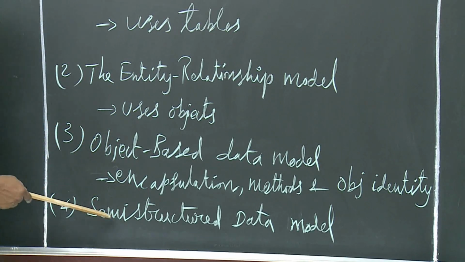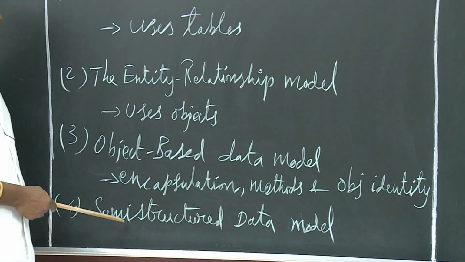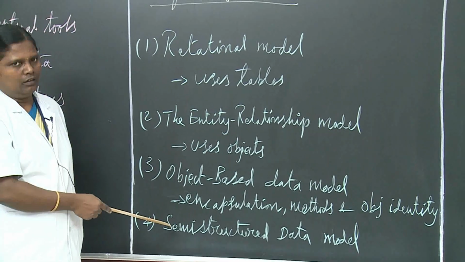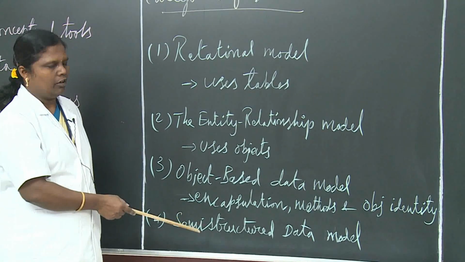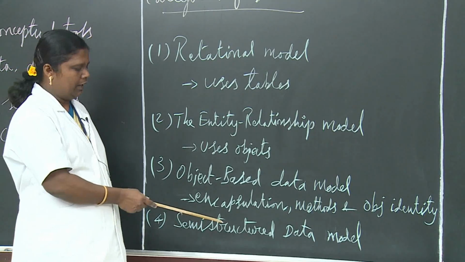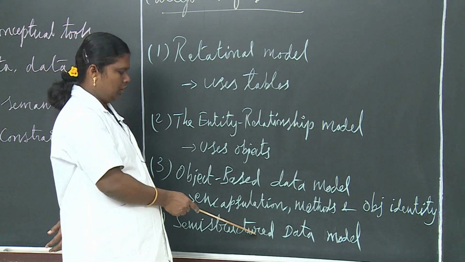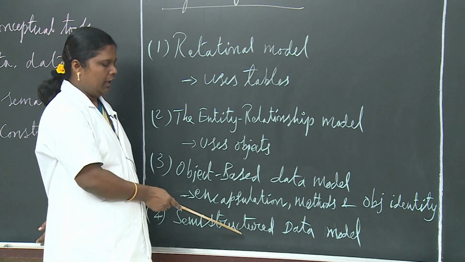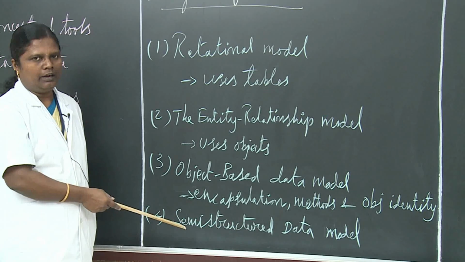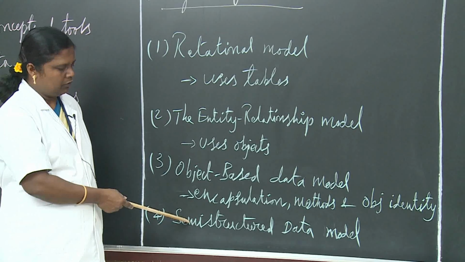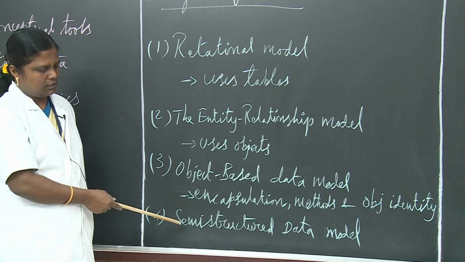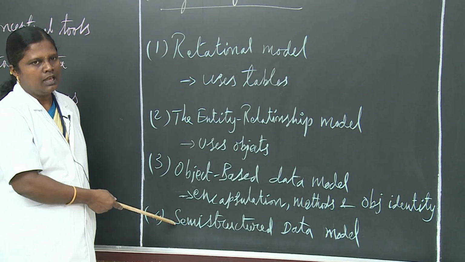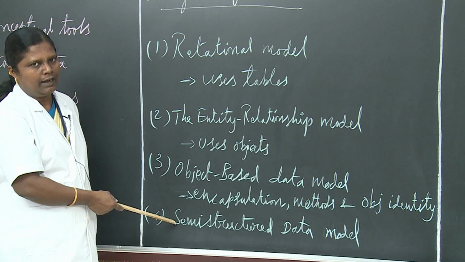Finally, the semi-structured data model. Unlike the other normal entities, this describes unique data for particular data types. It allows a larger number of attributes. For example, XML, extensible markup language, is an example for this semi-structured data model.